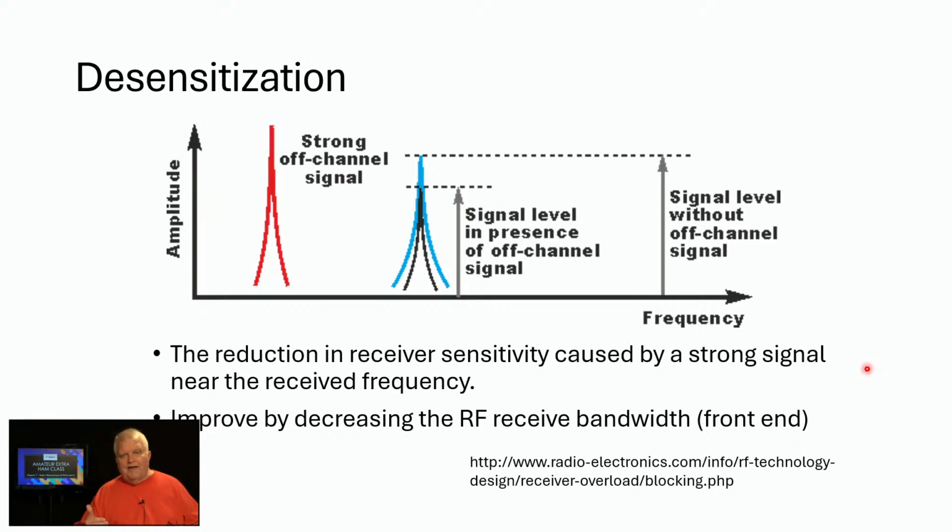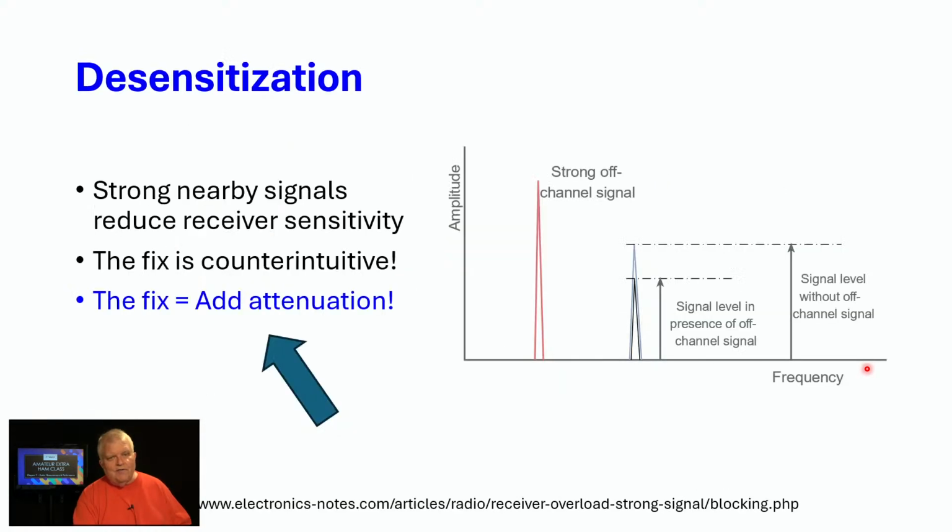You can improve it by decreasing the bandwidth on the front end. That's one way. And another way is, and it's counterintuitive, you can add attenuation to your receiver. And if you do that, then your receiver will be less desensitized by external signals. It sounds weird, but it's true.